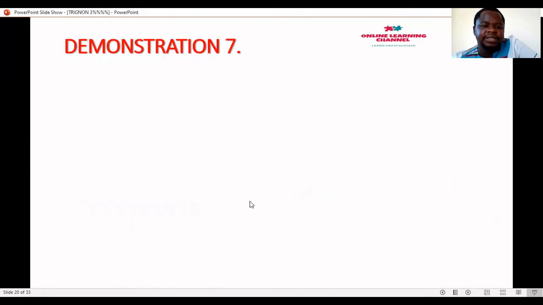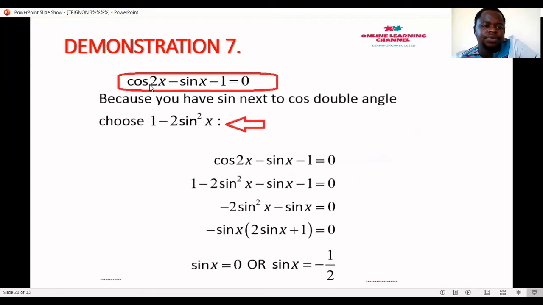So now let's look at this demo. Suppose you are given cos 2x minus sin x minus 1 is equal to 0. Note that this is a double angle identity, so you have to choose. Which one do you choose? You have to choose 1 minus 2 sine squared x, because here you've got sine x, so that it will be simple for you. Here you will change this to 1 minus 2 sine squared x minus sin x minus 1, which will give you minus 2 sine squared x minus sin x.